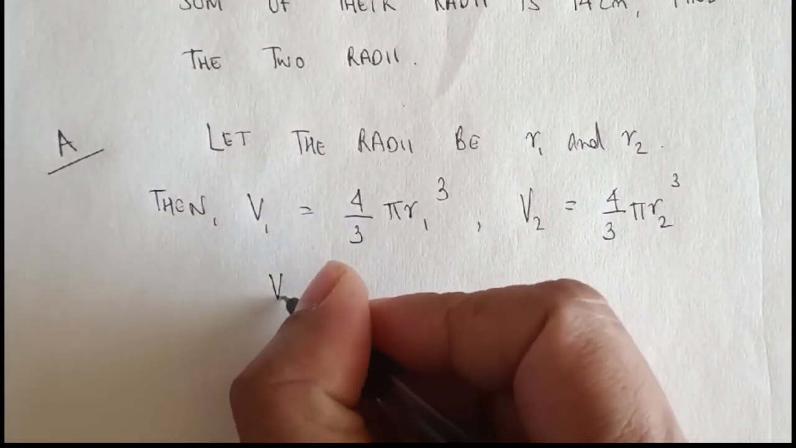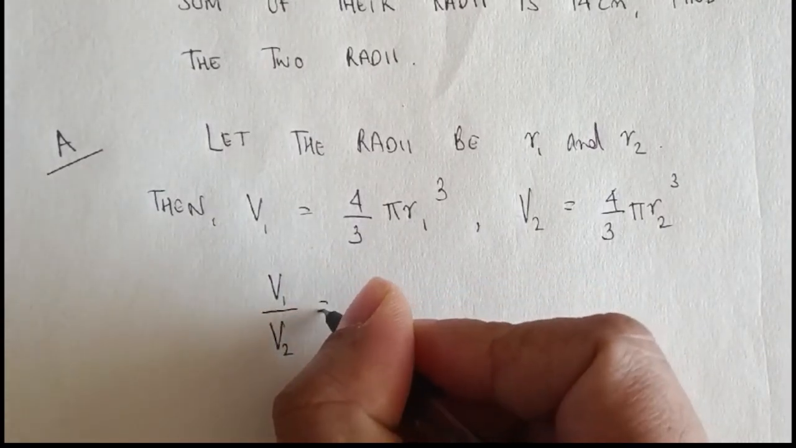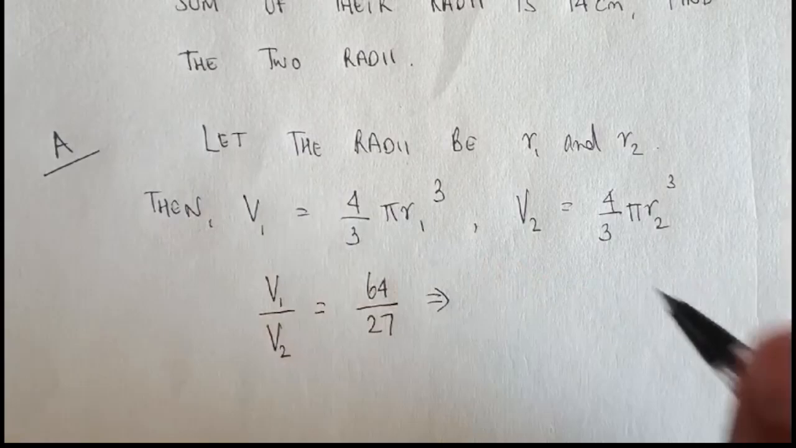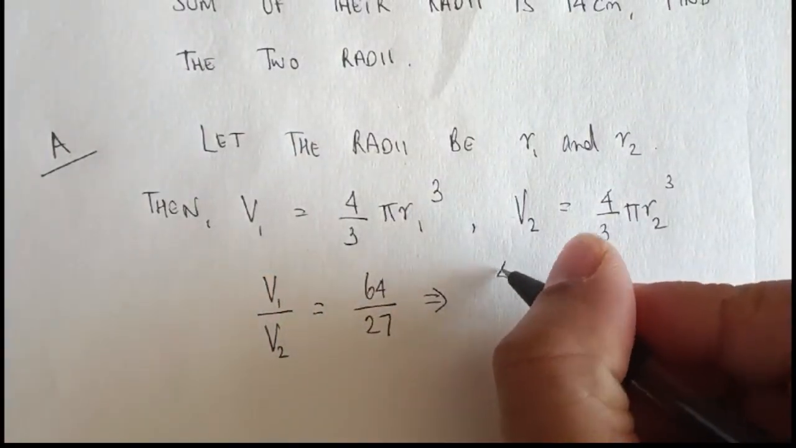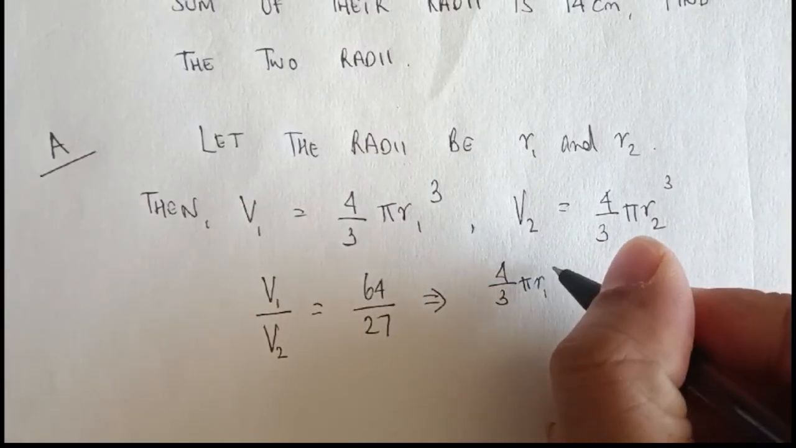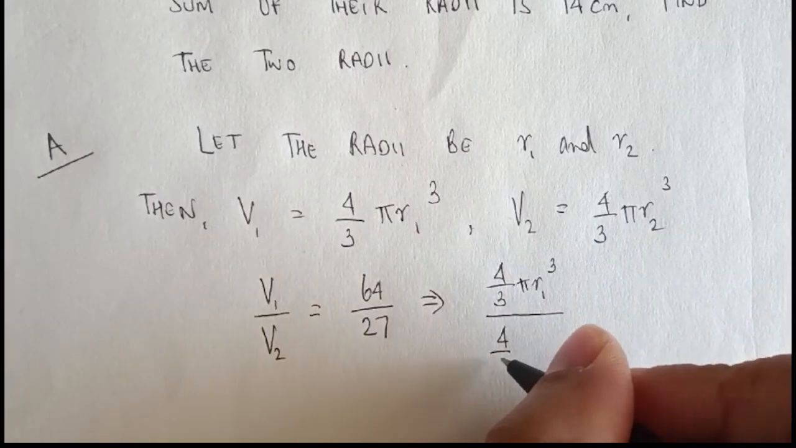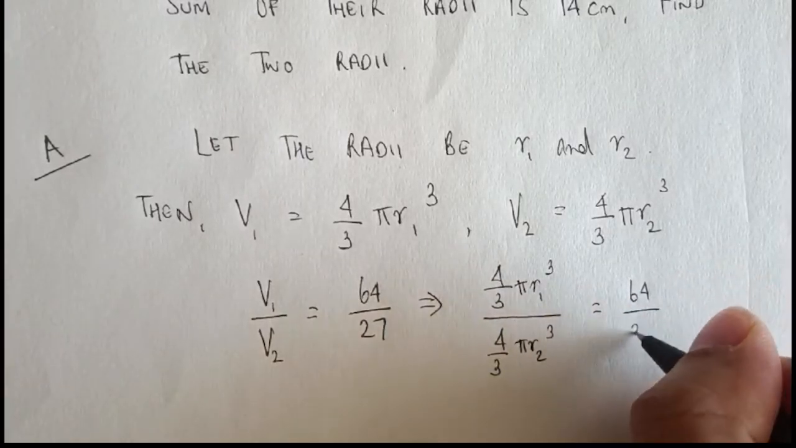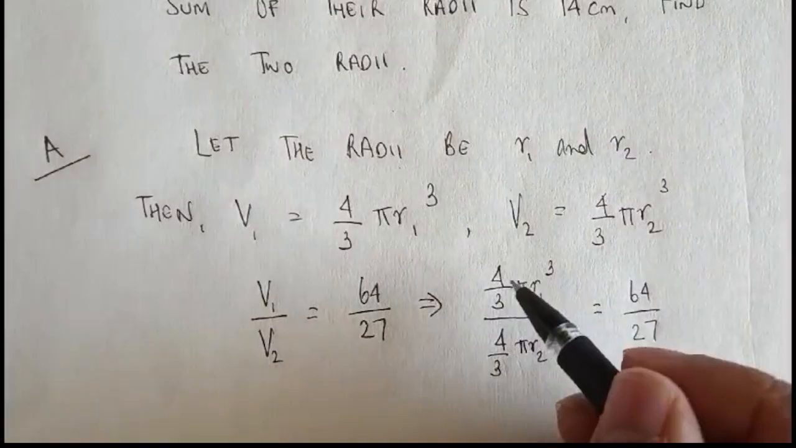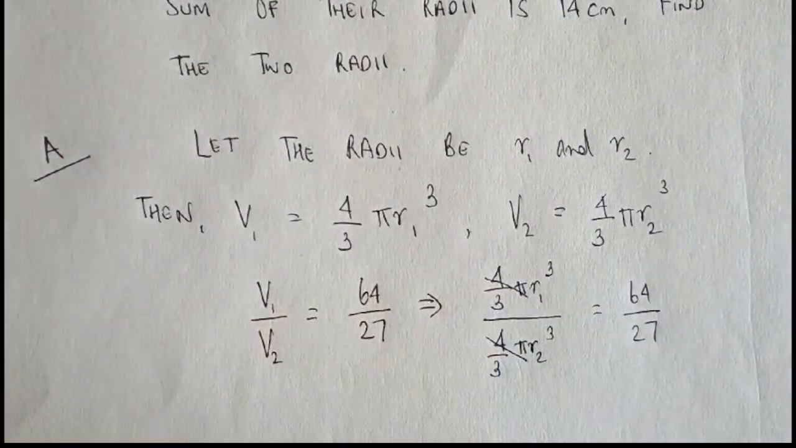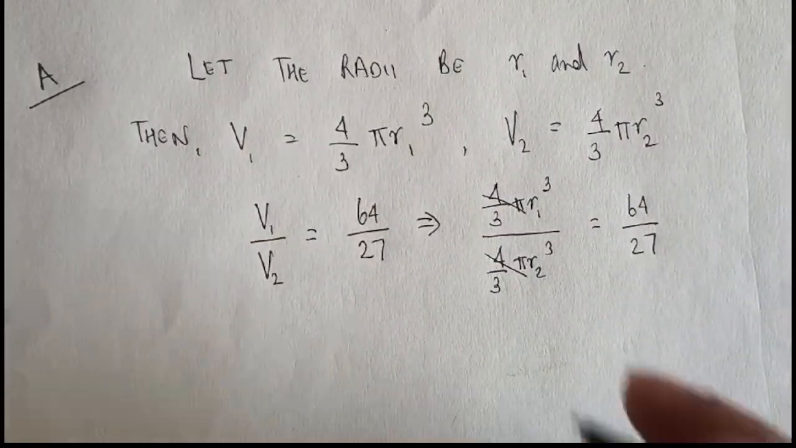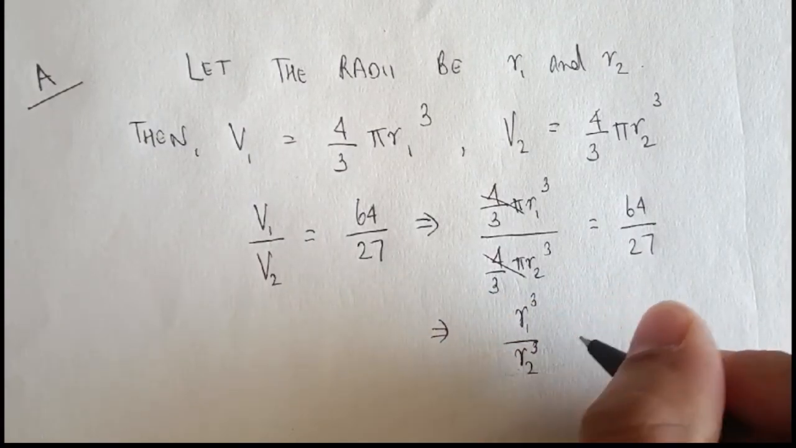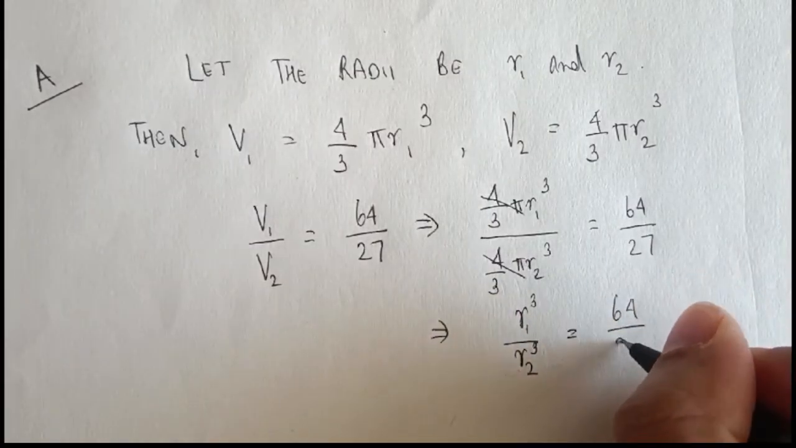We know that V1 by V2 is equal to 64 by 27. What does this imply? 4 by 3 pi R1 cube divided by 4 by 3 pi R2 cube is equal to 64 by 27. Now 4 by 3 pi and 4 by 3 pi will get cut. So what do we have in the end? We have R1 cube by R2 cube is equal to 64 by 27.